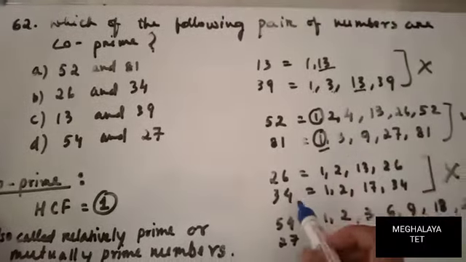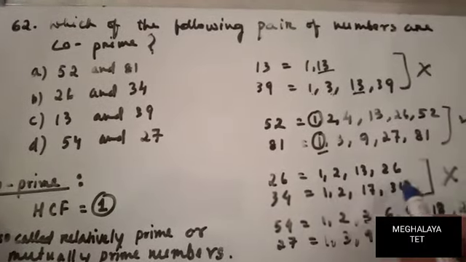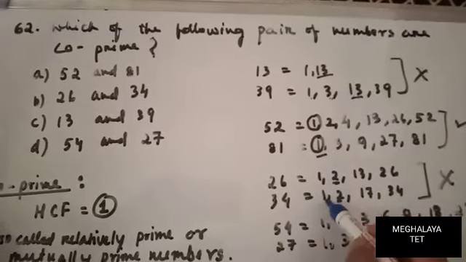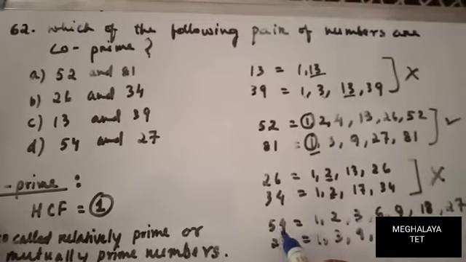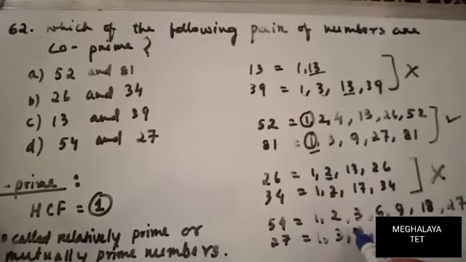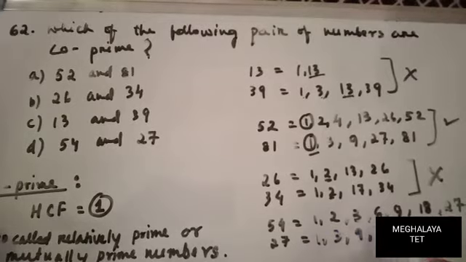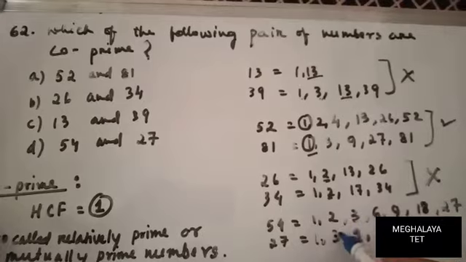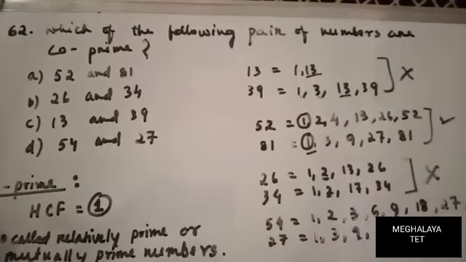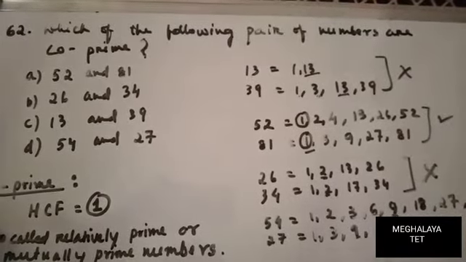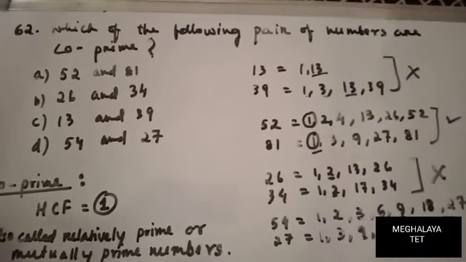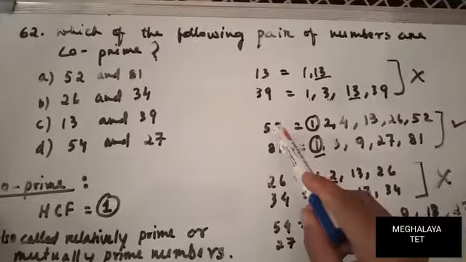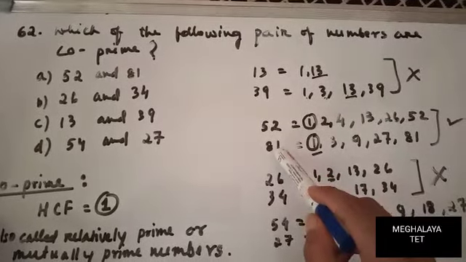And here if we find the highest common factor, it is 2. 1 is also a common factor, but it is the lowest. For 54 and 27, the highest common factor is 9. 3 is also common, and 1 is also. The highest common factor should be 1, so it is satisfied only by 52 and 81.